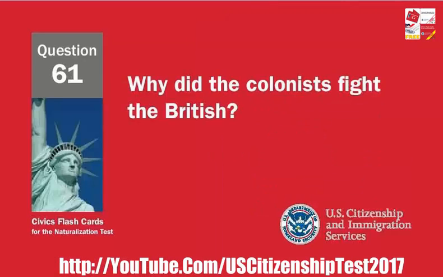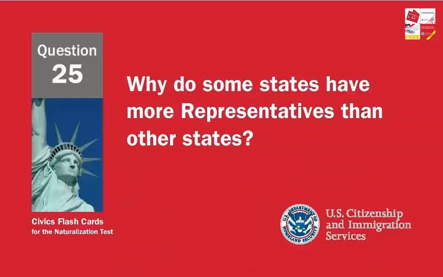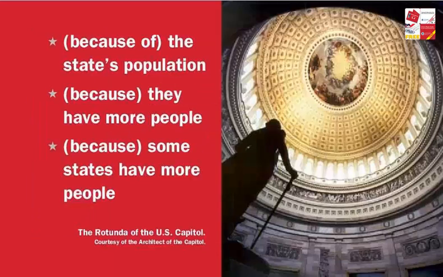Why did the colonists fight the British? Because of high taxes, taxation without representation. Because the British Army stayed in their houses, boarding, quartering. Because they didn't have self-government. Why do some states have more representatives than other states? Because of the state's population. Because they have more people. Because some states have more people.